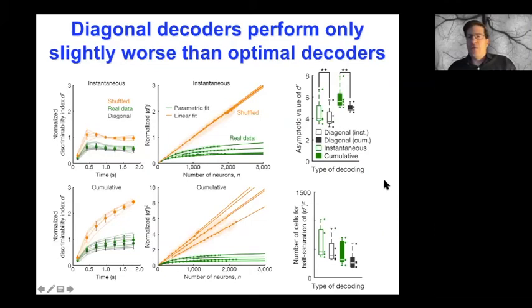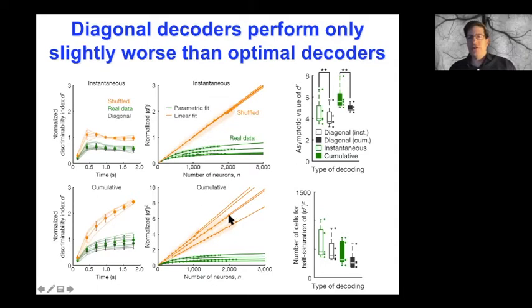Now, we furthermore found that these diagonal decoders, which do not pay attention to or take account of the correlated noise among cells, actually performed only slightly worse than the optimal linear decoders. So here you can see that the asymptotic value of D prime with the largest number of cells was only slightly poorer using these diagonal decoders, meaning that at least for these two different stimuli that we were showing at plus or minus 30 degrees in orientation, it didn't seem like there was that much benefit in taking into account the shape of the noise distributions.